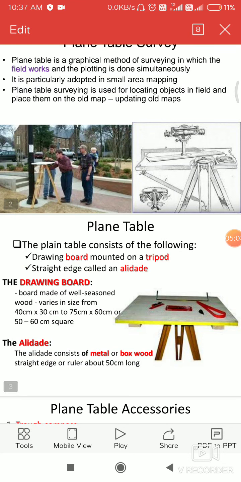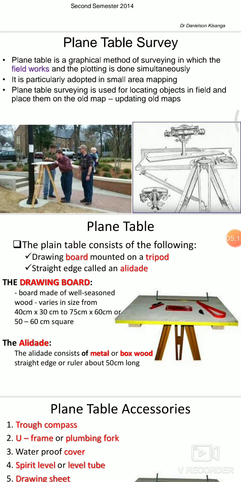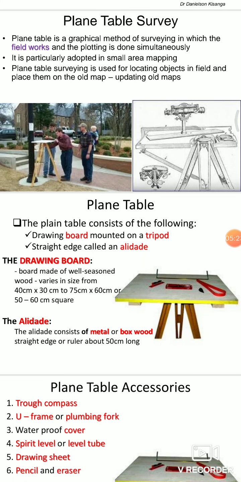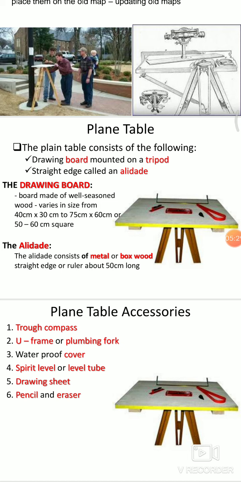As we see in these photographs, the tripod stand, and on that tripod stand the drawing board is mounted. So the accessories used for the plane table survey are, first, the drawing board, which is fixed on the tripod stand, and second, the straight edge alidade. So what is meant by drawing board? The drawing board is a flat, smooth board made from well seasoned wood, useful for fixing the drawing sheets, and it is mounted on the tripod stand.